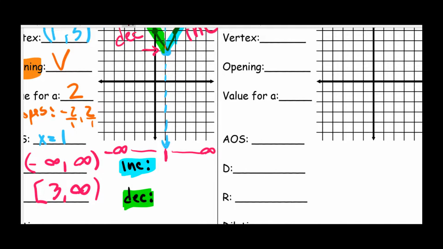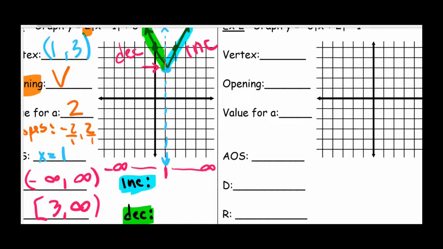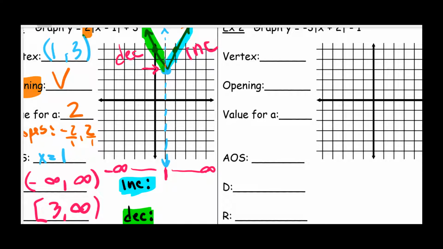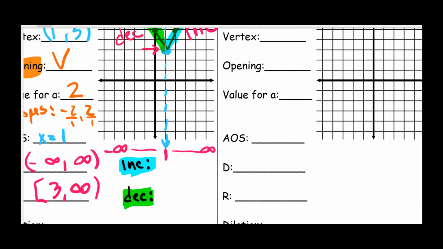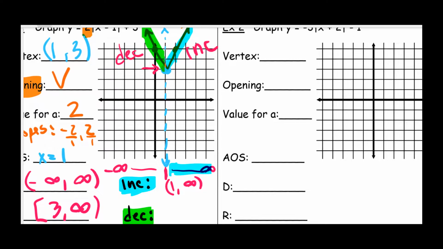Now the increasing part and the decreasing part. So when I look at my picture and I see the slope for increasing is from 1 on, I'm like, oh, okay, so I write from 1 to infinity. Because that is this side right here, that's my increasing side. And you can see that there on the graph. Now my decreasing side is going to be this side, from 1 to negative infinity.